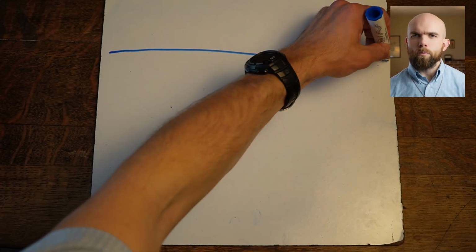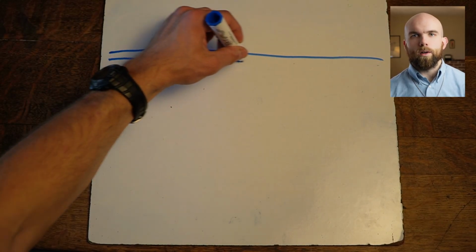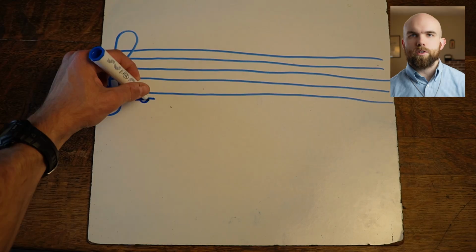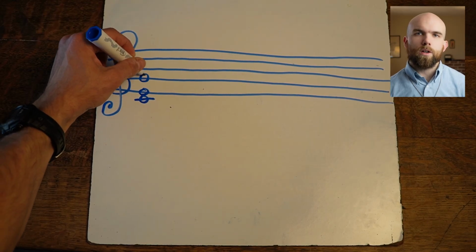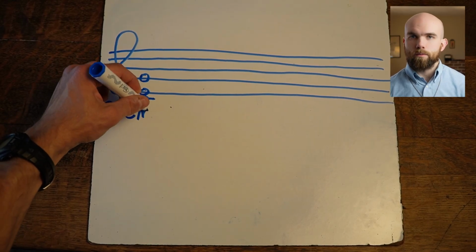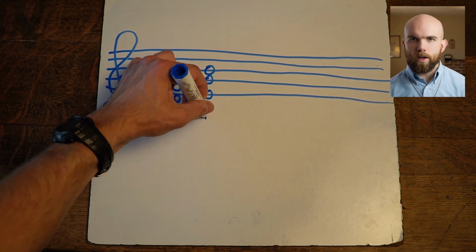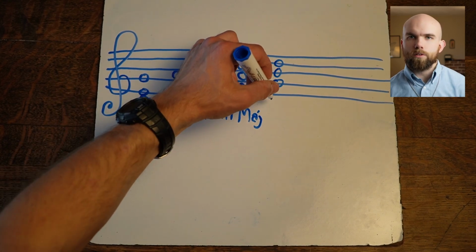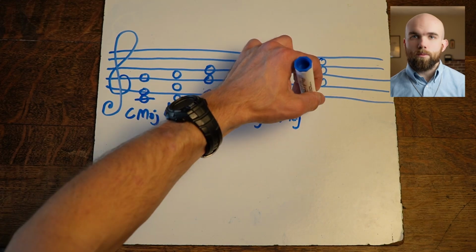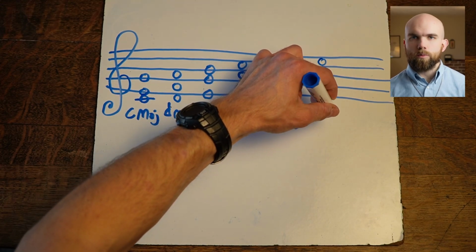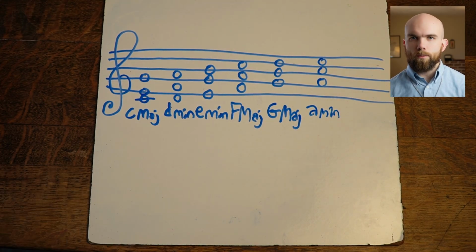And how do you tell whether those keys will be major or minor? Well, all you have to do is see whether the chords that are built on those scale degrees are major or minor. So in this case, the chords built on those scale degrees are D minor, E minor, F major, G major, and A minor. So that shows us immediately that the keys available to us will be C major, D minor, E minor, F major, etc.